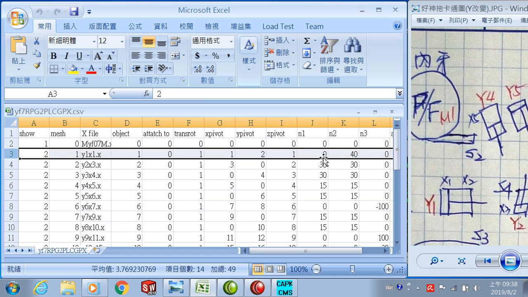The Y1 on moving is moving the piece along the Z positive direction 40 millimeters. So this piece will move up 40 millimeters until it touches the upper limit sensor S2. As S2 becomes 1, the moving will stop automatically.